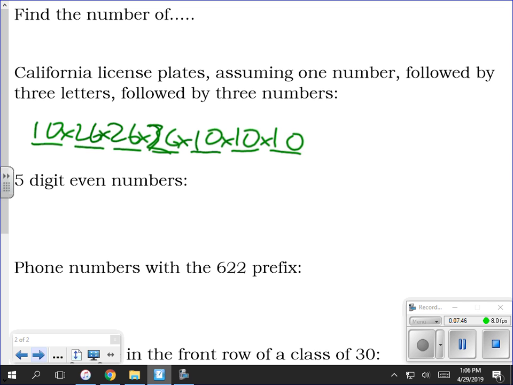And use your calculator. You're going to want to use calculators for this until almost the end. 1, 7, 5, 7, 6, 1, 2, 3, 4 zeros. 175,760,000. It's a lot of license plates.